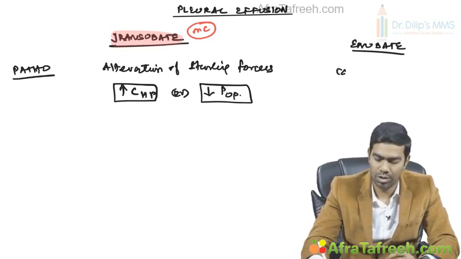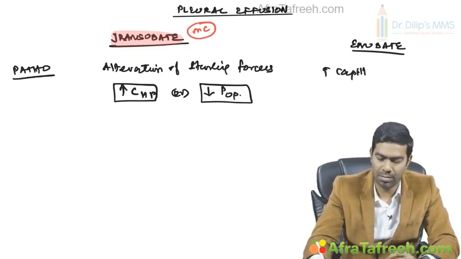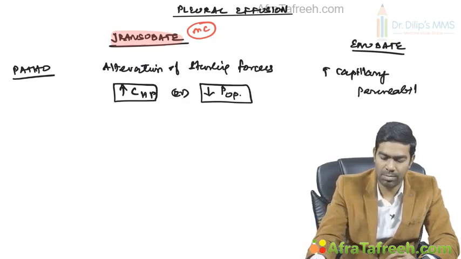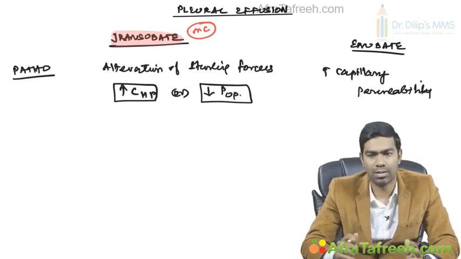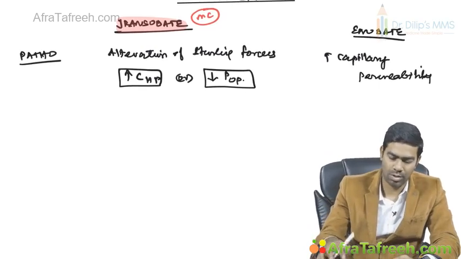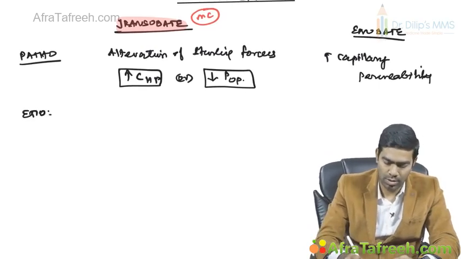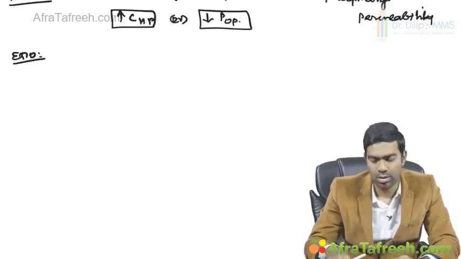Exudate is generally due to excessive capillary permeability, probably due to local inflammation, which is very common. Because of vasodilation, there will be exudation. So that's the reason why you get an exudative effusion. Let us move on to the etiology and the causes.